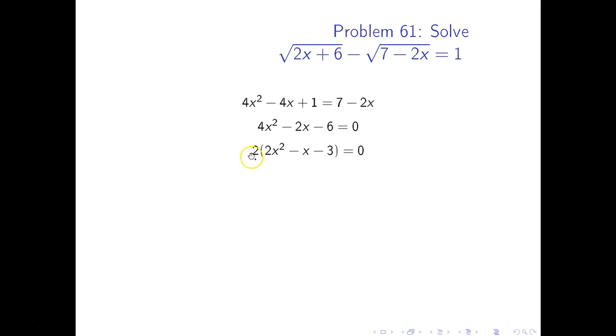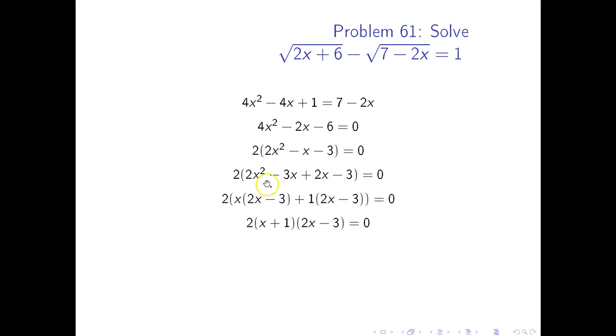Now I'm going to factor this. There's lots of ways. I'm going to do the AC method, and I'm going to factor by grouping. So I can pull an x out of here. This I can only pull a 1 out. I have 2x minus 3 in both of them, and left over is x plus 1. So we end up with 2 times x plus 1 times 2x minus 3 equals 0.